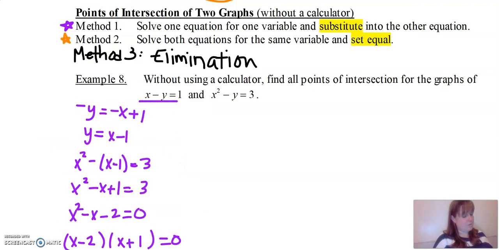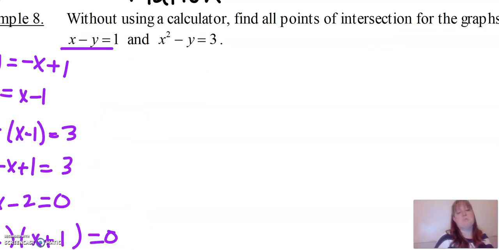Do this one in orange. We're going to solve both equations for the same variable and then set them equal. So we get them all so they say like y equals something or x equals something, okay? And then we just substitute in another, like by setting them equal. Okay, so which one do you think would be easier to solve for?